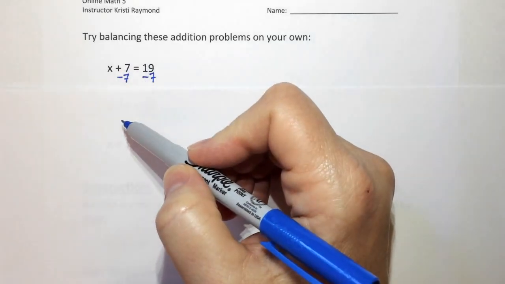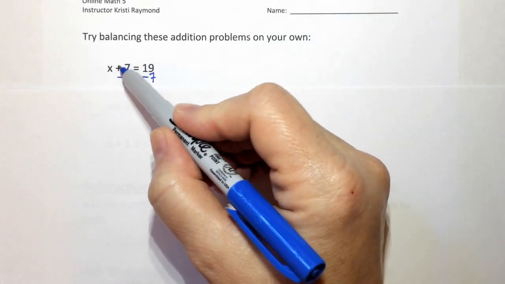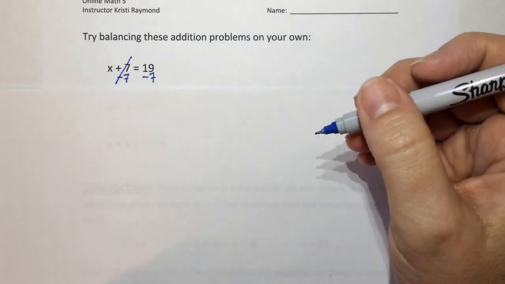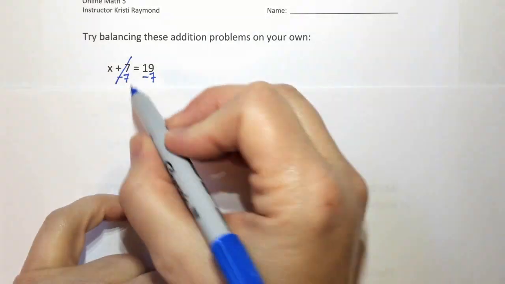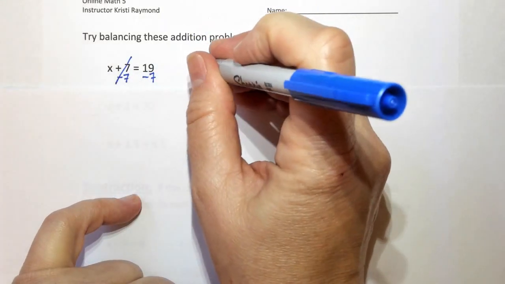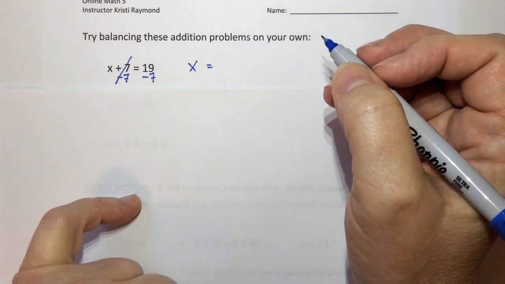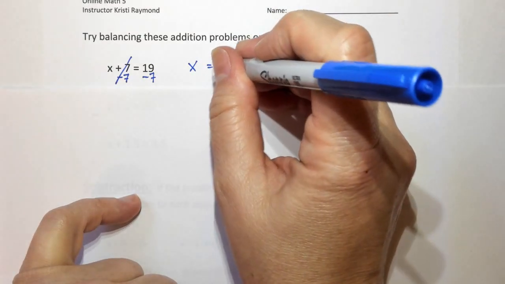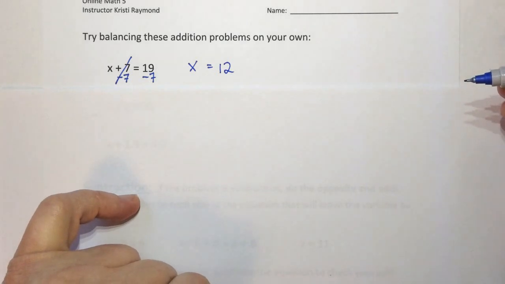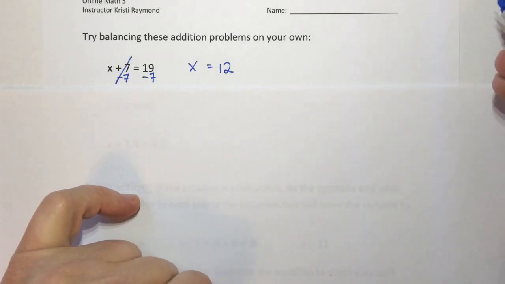The reason that we're doing that this way is because, plus 7 minus 7, I get to cancel these out. That's going to just be 0. So on the left side of my equal sign, I'm going to have x by itself equals 19 minus 7, 12. And I just solved the problem.